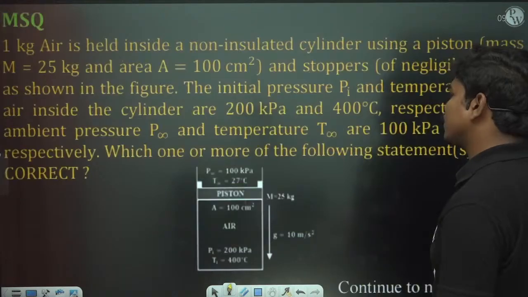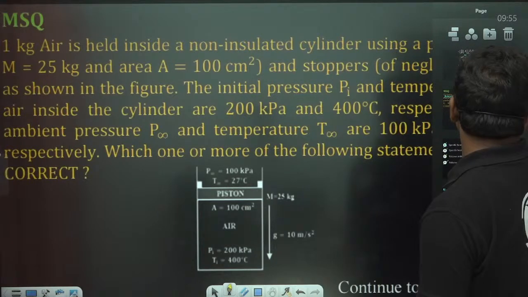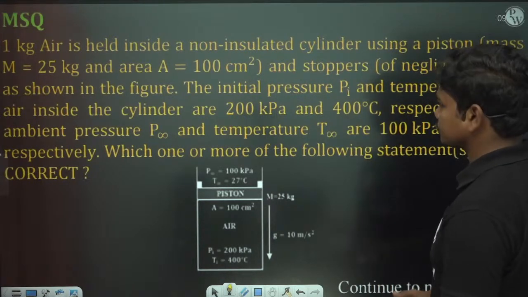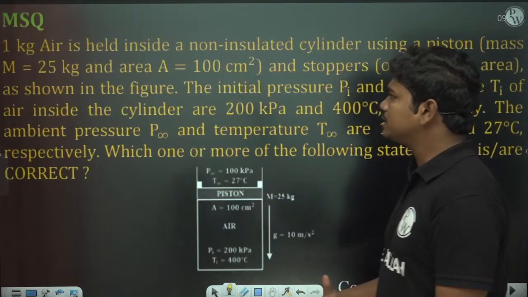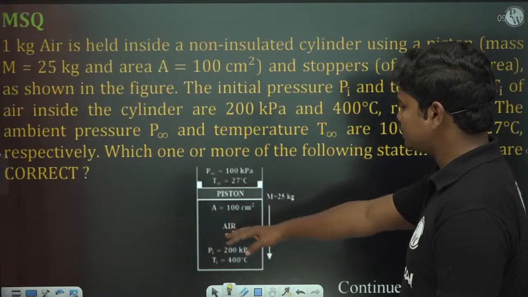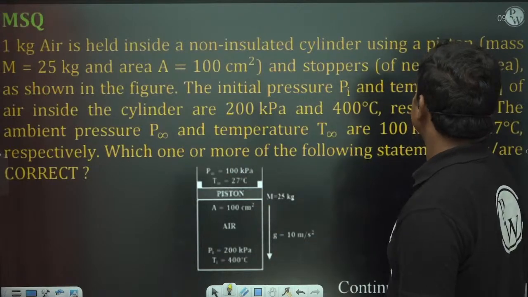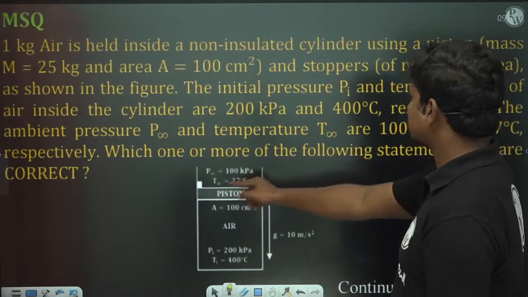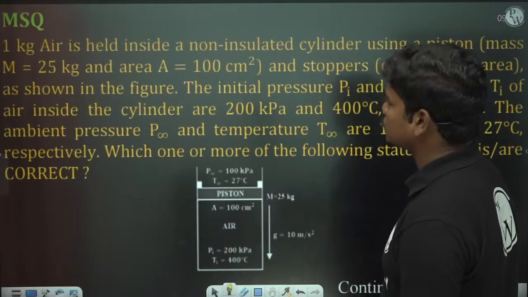Fine, let us solve one question. How many questions are left? Fine, this is the last question. 1 kg of air is held inside a non-insulated cylinder, using a piston of mass and area and stoppers. There are two stoppers of negligible area as shown in the figure.